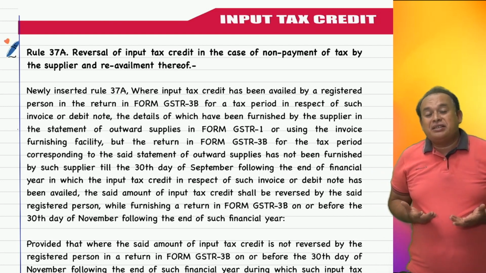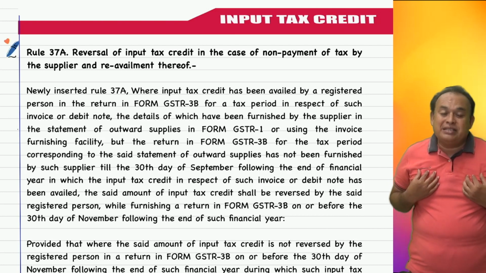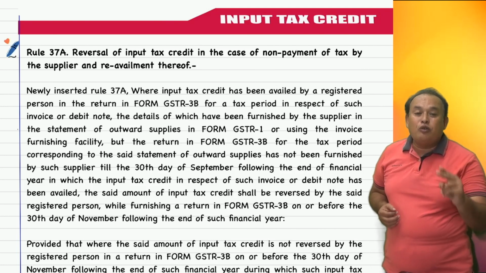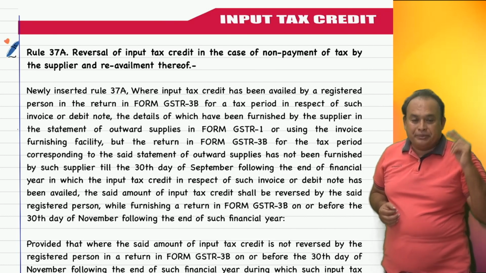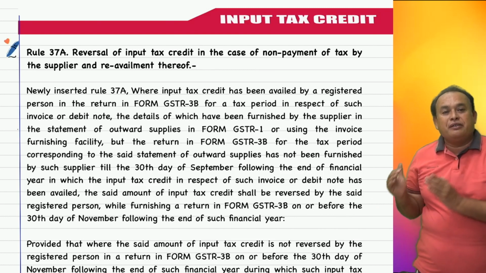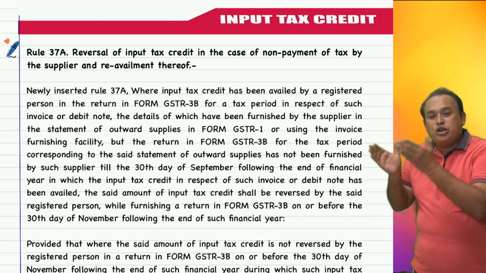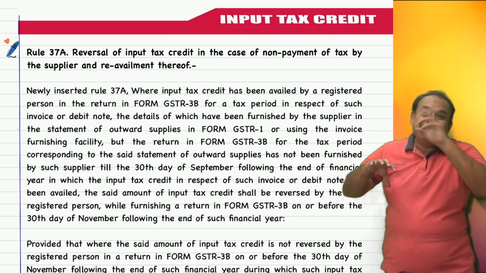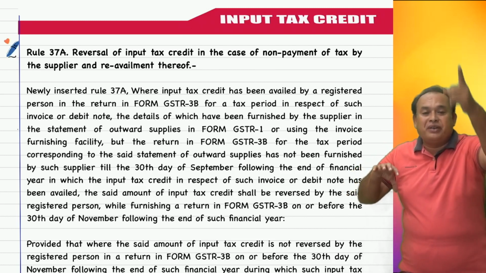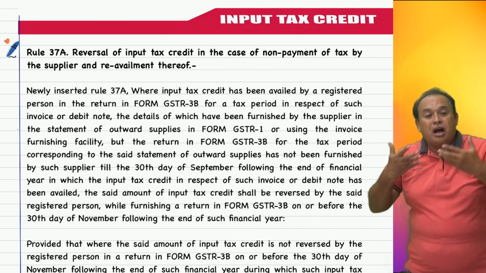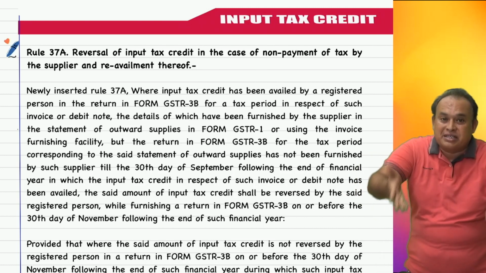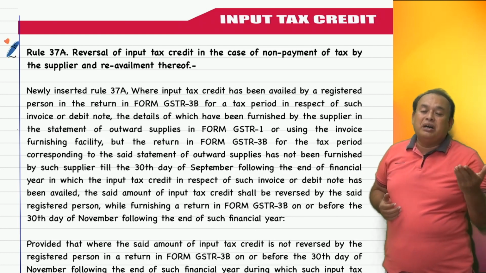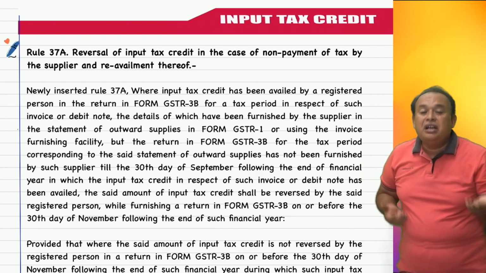What is the time limit for the recipient to reverse the credit? It is on or before 30th November of the succeeding financial year from the end of the relevant financial year. For the financial year 23-24, I availed the input tax credit, and my supplier did not pay till 30th September of the succeeding financial year. Then I have the time limit of October and November in the succeeding financial year, two months. On or before 30th November of the succeeding financial year, I should reverse the credit.